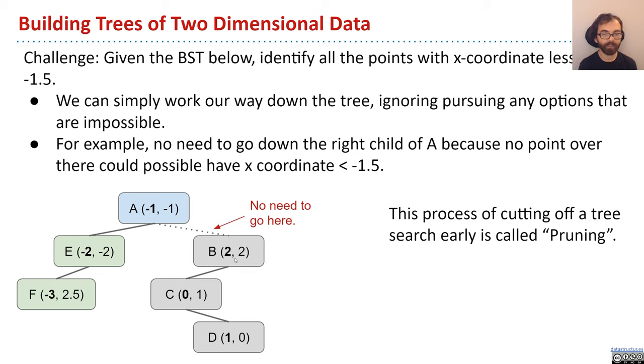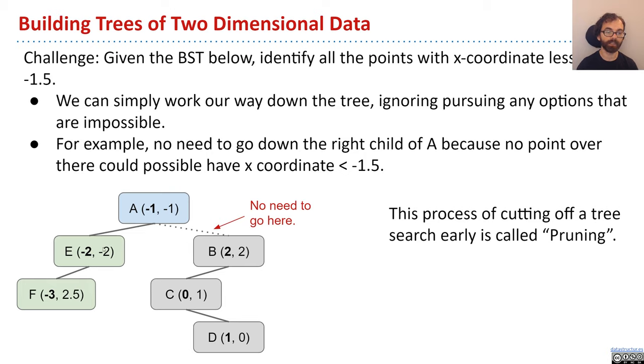So we just work our way down the tree, ignoring any options that are impossible, kind of like what we saw with nearest. And again, I know this is not pseudocode. This is just me saying in words roughly how you do it. But we can immediately see that we were able to avoid looking on this right side of the tree. There's no need to do it. Make sure that makes sense, because it's the most important point in this lecture.